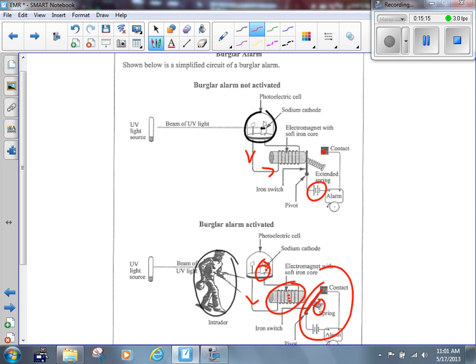What would be, I mean, this is a simplified burglar alarm. I'm not suggesting that every burglar alarm would be this easy to get past. But what would be a simple way for the burglar to get past this particular burglar alarm?